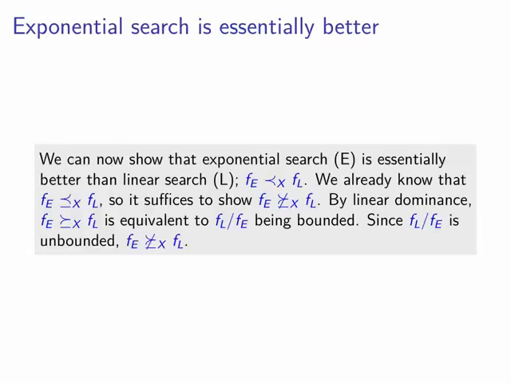Finally, we can show that exponential search is essentially better than linear search. We already know that FE is dominated by FL, so we only need to show that FE does not dominate FL. By linear dominance, FE dominates FL is equivalent to FL divided by FE being bounded. Since FL divided by FE is unbounded, FE does not dominate FL.